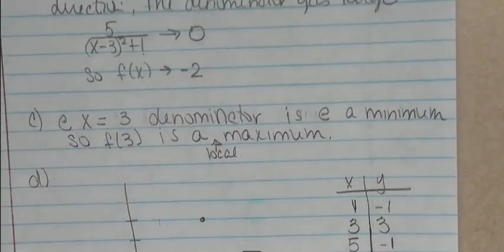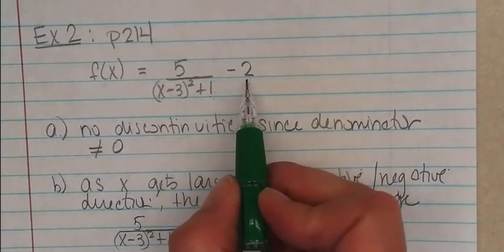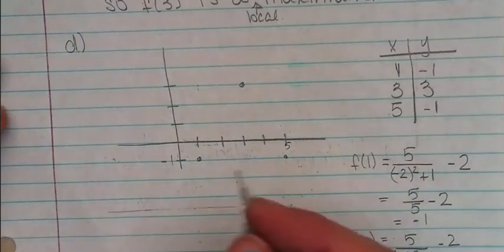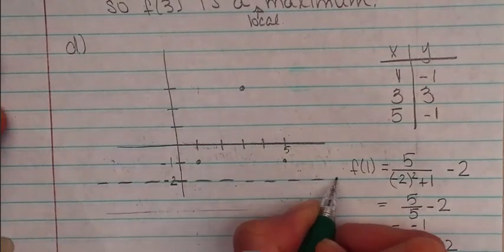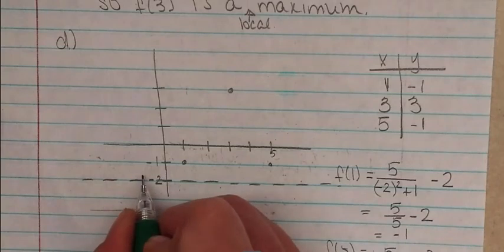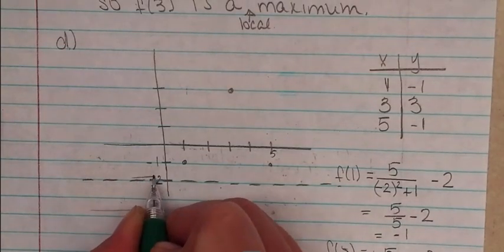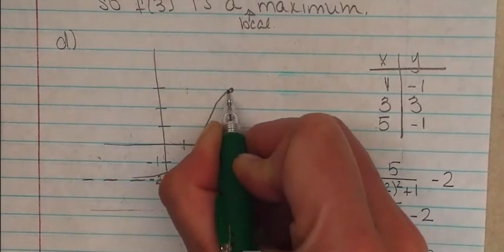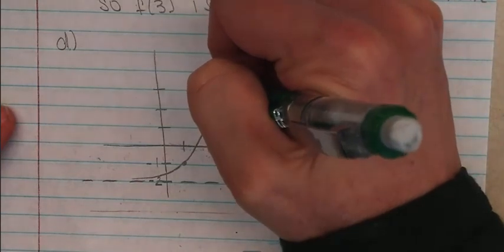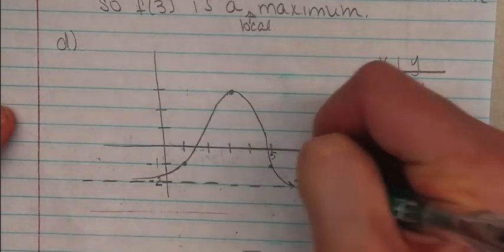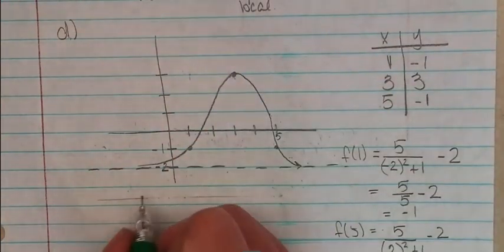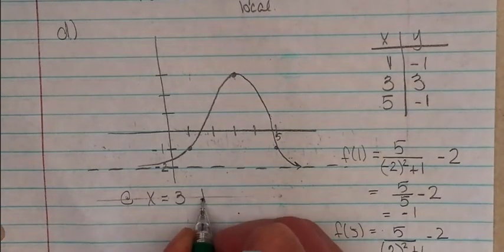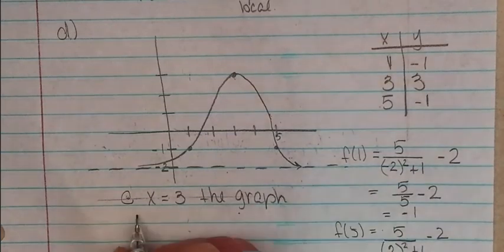Okay, well, what else do I know about this thing? I know that I have a horizontal asymptote at negative 2. That's my k. So I know it's not going any lower than negative 2. Actually, it's not even getting to negative 2. So the graph is going to approach this asymptote, going along it, starts to get bigger, comes up to our maximum, and then it heads back down. Something like that. That looks pretty bad, but you get it. And then you can check that on your calculator, and make sure that it does match. And we know that at x equals 3, the graph is concave down.